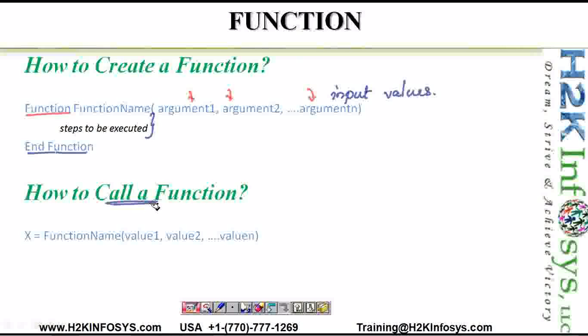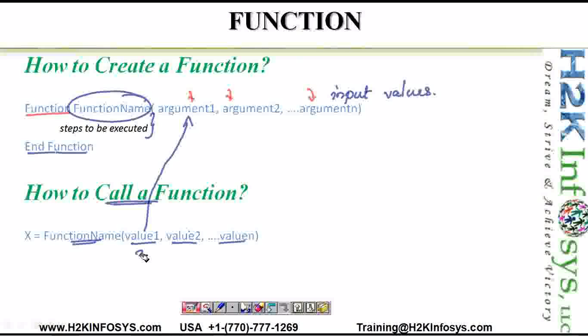Now let's see how to call a function. In order to call a function, you need to call it with its name. So this is the function name using which you are going to call the function, and the input values which are to be sent to the function are to be mentioned over here. You need to mention all the input values in this bracket, and these input values will be the arguments or the input to the function. So whatever you enter here in the value 1, it gets into the argument 1. You enter whatever here in the value 2.